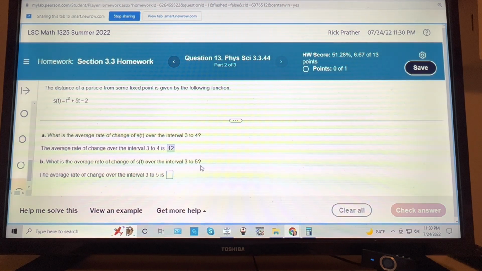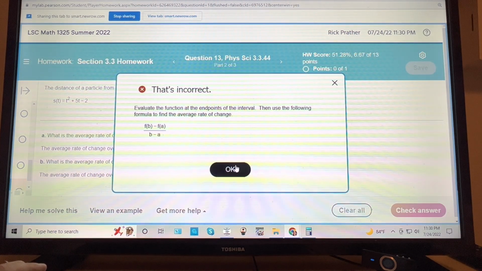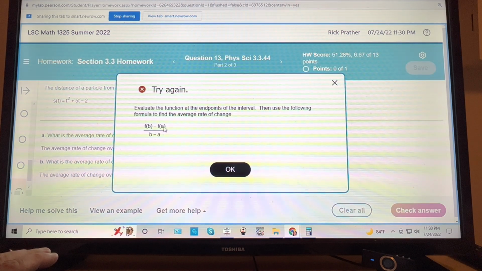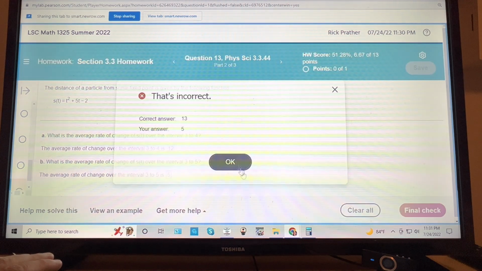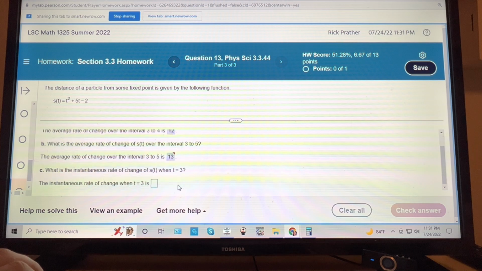Okay, so all they did was change this. That's the same thing. So you do that exactly like part A. It would be S of 5 minus S of 3 over 5 minus 3. So it just increased from 12 to 13 by increasing the interval.